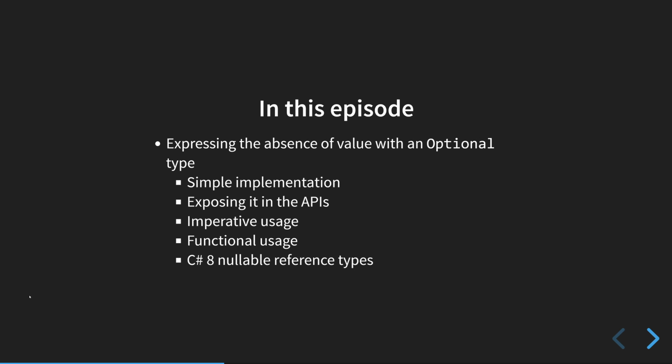So for the plan, as I mentioned, we're going to try to express this absence of value by using an optional type. And the steps we'll take are to create a simple implementation. There are NuGet packages already existent that we could use to do this, but instead let's do a simple implementation for us to see how things work. It's not very hard, at least for this simple implementation. Maybe something more complex would be much more work, but we're going to keep it simple.